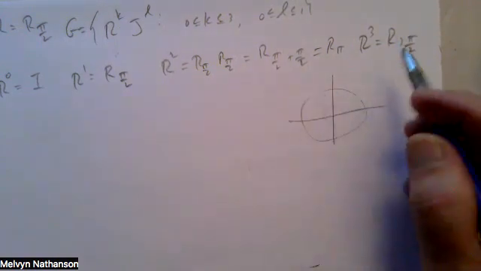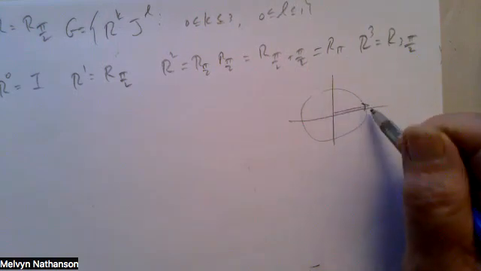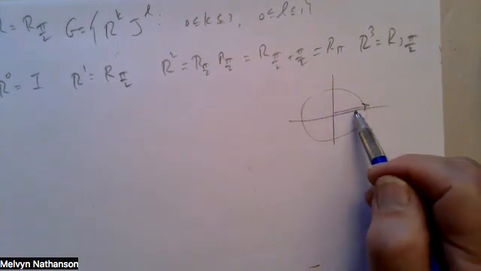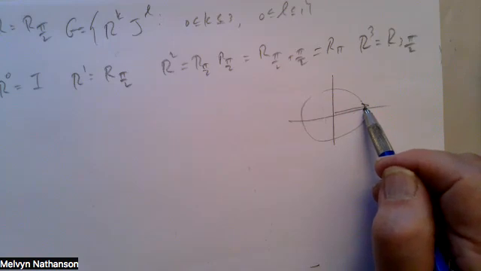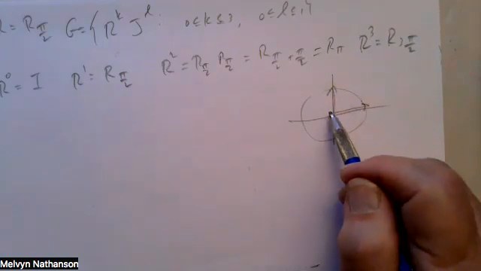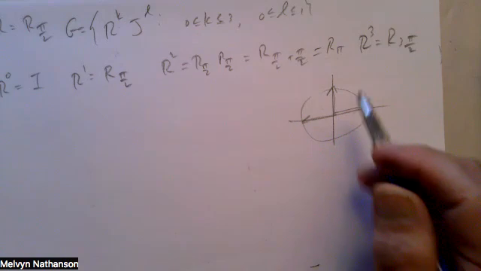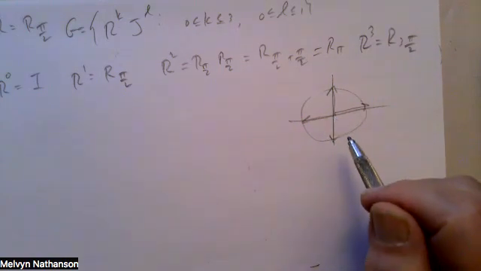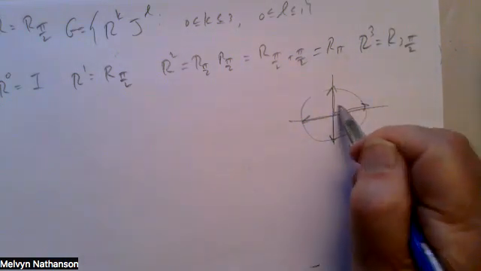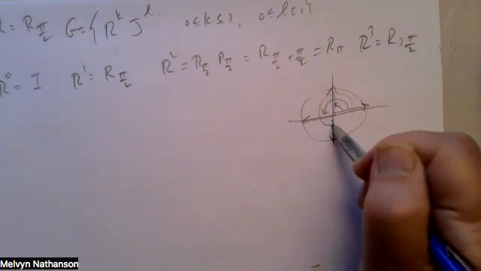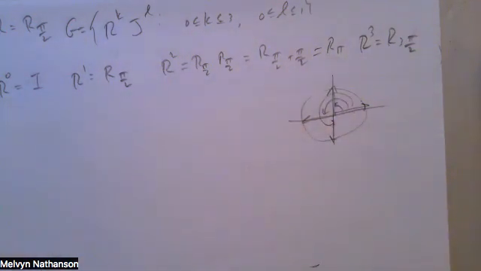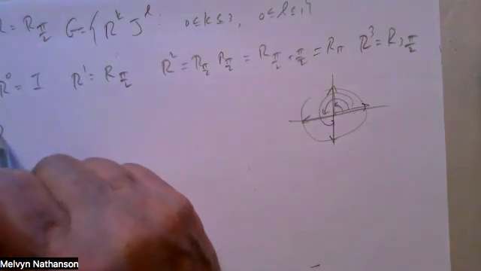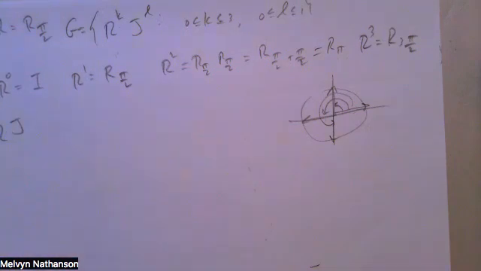So you have rotation by 0, the identity, rotate by pi over 2, rotate by pi, rotate by 3 pi over 2. So these are what these 4 rotations consist of. And what about Rj?